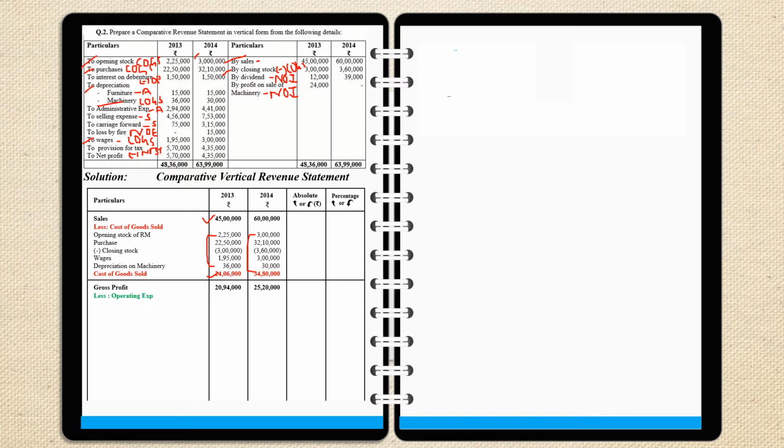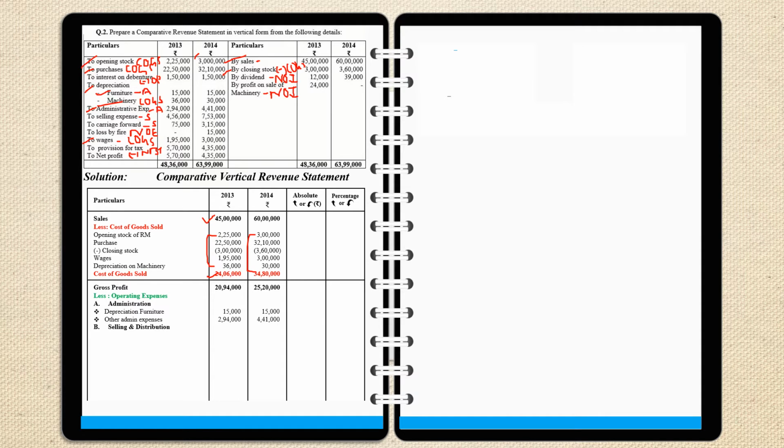तो less operating expenses, first one is A part, administrative expenses. एडमिनिस्ट्रेटिव में हमने कहाँ कहाँ ए मार्क किया है. नंबर वन, डेप्रिसिएशन ऑन फर्नीचर. देन एडमिनिस्ट्रेटिव एक्सपेंसेस, only two expenses we have under the head of administrative, so write it down. First one is depreciation on furniture 15,000 and 15,000. Then next we have administrative expenses 2,94,000 and 4,41,000.